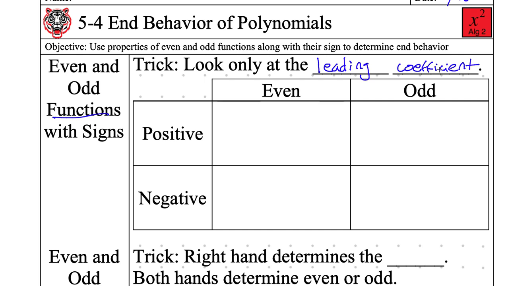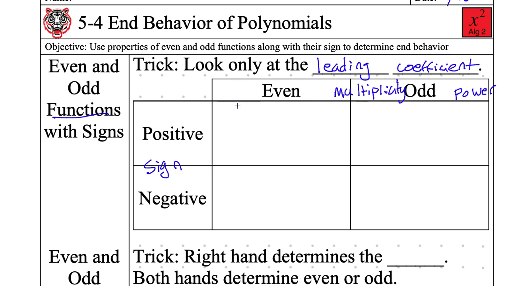Ignore everything else. So when I say even and odd, I'm talking about the multiplicity, by the way. Or another way of thinking about that is what power. So these are like the powers. Positive, negative, that's obviously the sign. Is it positive? Is it negative? So I'm only looking at the leading coefficient.